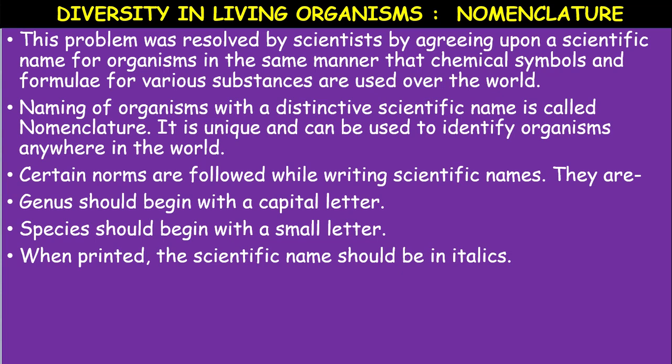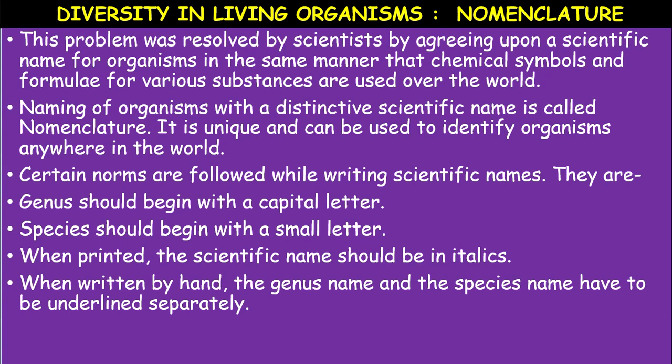When printed, the scientific name should be in italics. When written by hand, the genus name and the species name have to be underlined separately. If it is printed, we print in italics, and if you write by hand, then you have to underline the genus name and specific name.